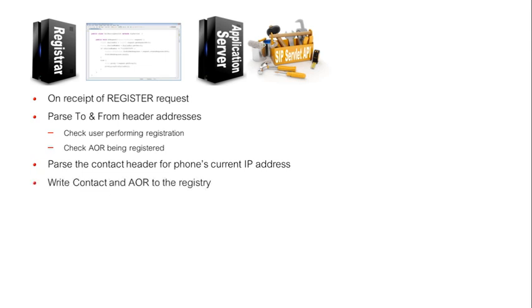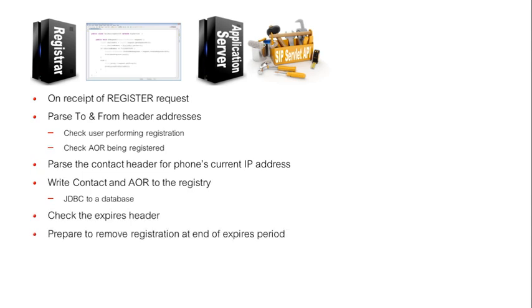In fact, thinking about all the different SIP servers we've discussed so far, well, there's no reason why they couldn't have been created as applications on an application server using the SIP Servlet API. Take the registrar, for example. On receipt of a register request, we simply parse the from and to headers to check the user performing the registration and the address of record being registered. And if OK, we parse the contact header for the phone's current IP address, and we write the contact address and the address of record to the registry, probably using JDBC and a database. We also check the expires header and prepare to remove the registration at the end of the expires period. Easy.